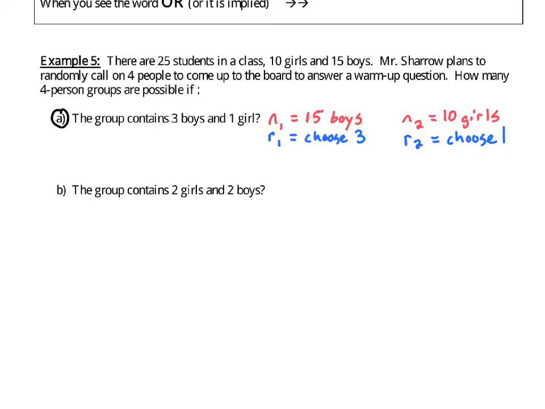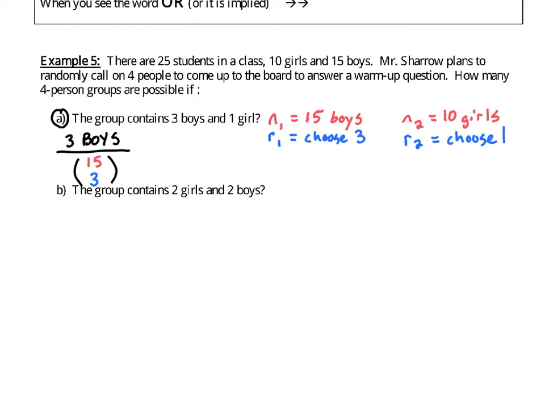First, we need to determine our N and R values. So there are 2 different cases here. There's the boys and the girls. So our first total N value for the boys is 15, and my R value for them is 3. I'm going to choose 3 boys in every group from those 15. And with the same reasoning, we have N equals 10 girls. That's our total number of girls. And then, of course, R is how many girls we're going to be choosing from that group of 10, and that would be 1.